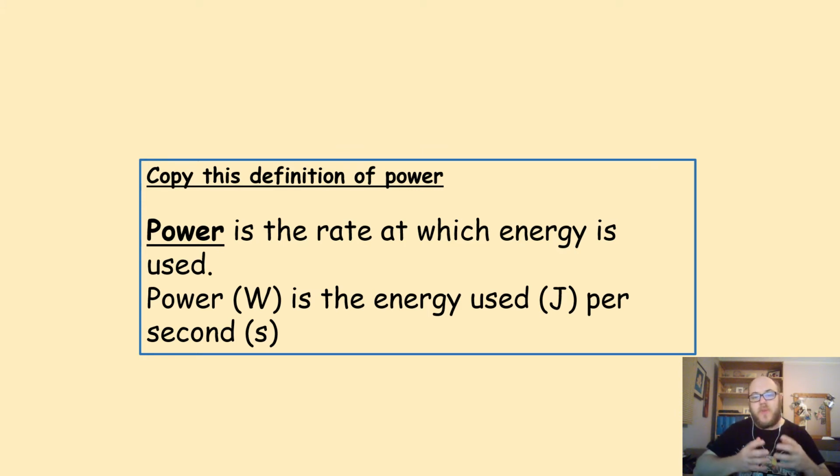So if you've got a car with a really high rate of power, what that's doing is transferring the energy from the engine to the speed of the car really quickly. So a really high power means that lots and lots of energy can be transferred very quickly. So power is the rate at which energy is used. It's the amount of energy divided by the time it's taken to use that energy. And we measure power in watts, and that's the energy used, in joules per second.